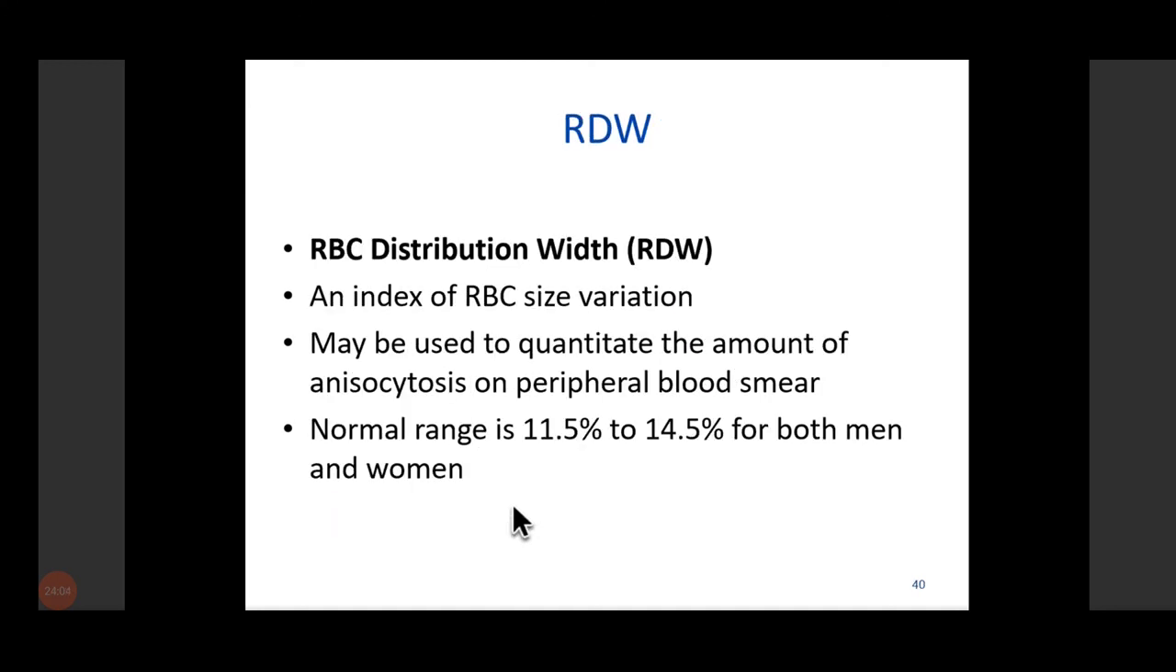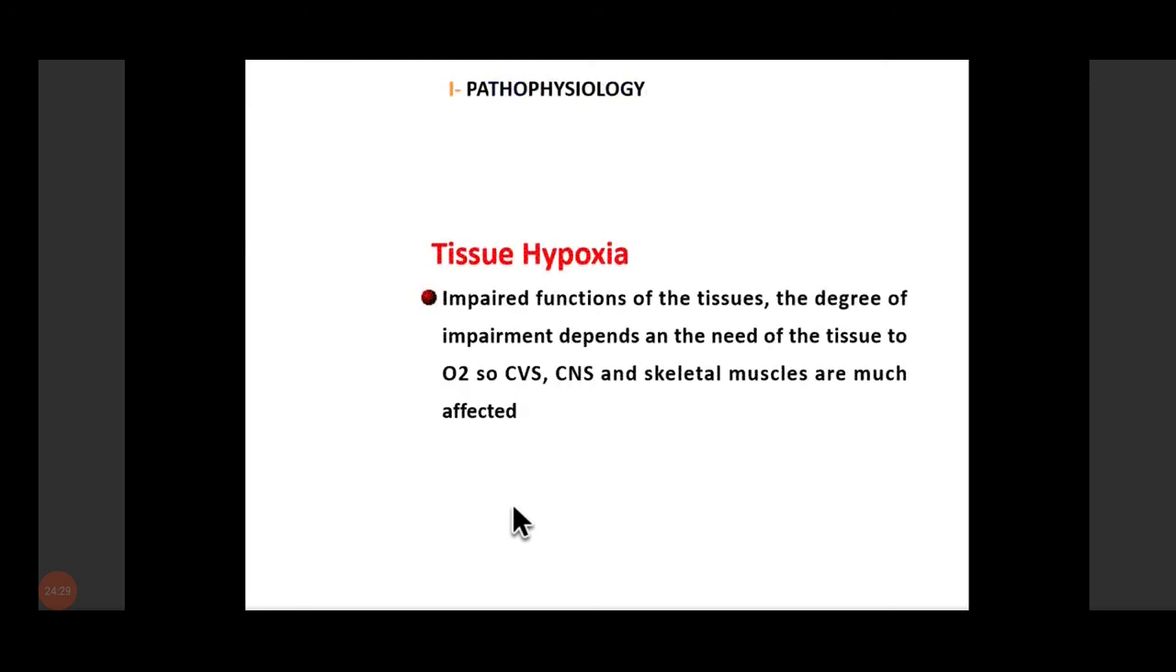Red cell distribution width is the index of variation between the red cells, showing how much variability there is from one cell to another. So it quantitates the amount of anisocytosis on the peripheral blood smear. The normal range, SD, is 11.5 to 14.5%. So that was all about the parameters and indices for red cells that you have to know.